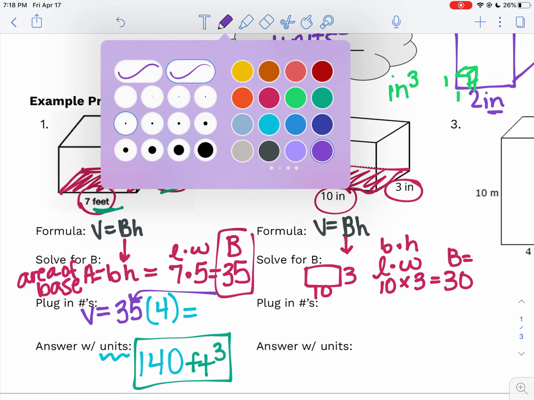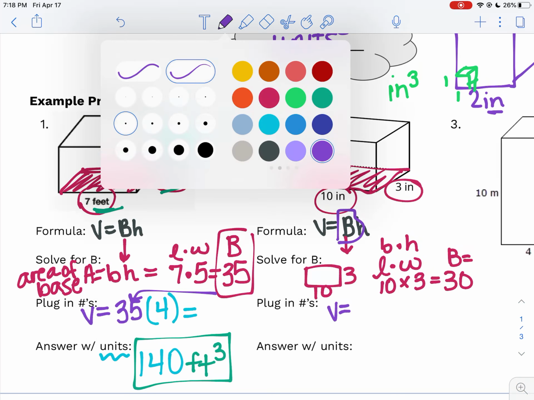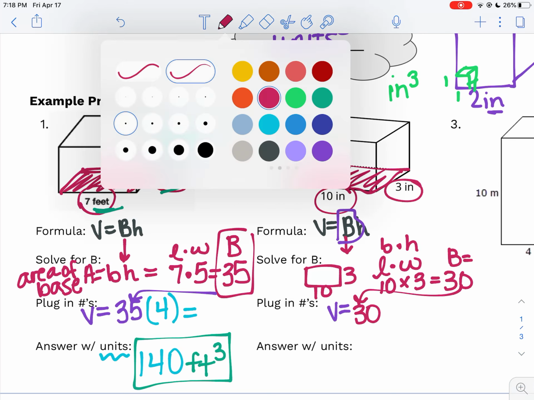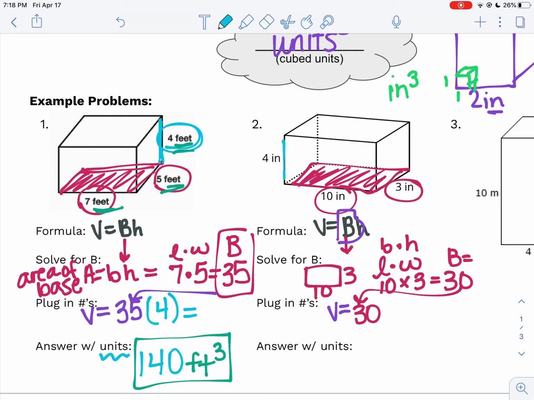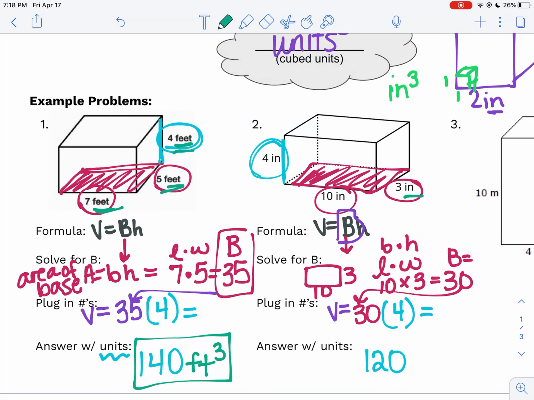Now we're going to plug that into our volume formula. Volume equals big B. We can replace that big B with what we just solved, with 30. And then I need to find my height. The height connects the two bases, and it's the dimension you have not used yet. So it's 4. 30 times 4 is 120. And then I need to find my units. So go back to your picture. These were measured in inches. So our answer is going to be in inches cubed, because we're talking about volume. If we were just talking about area, they would only be squared.